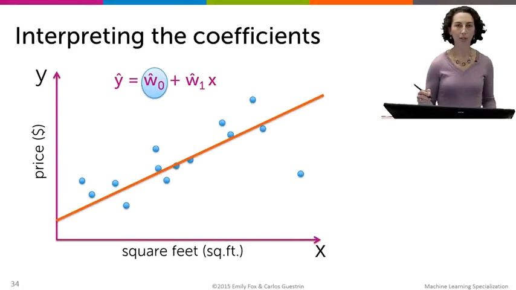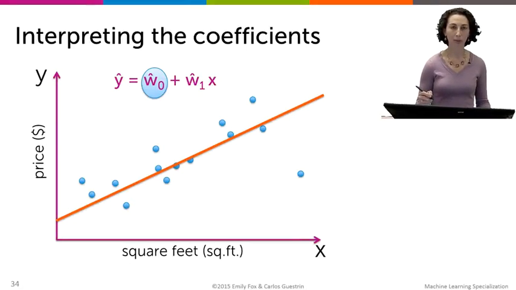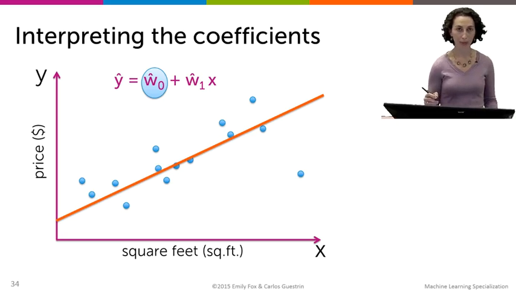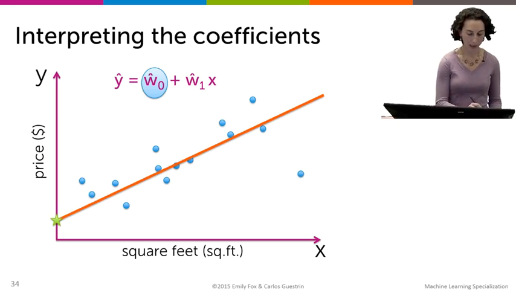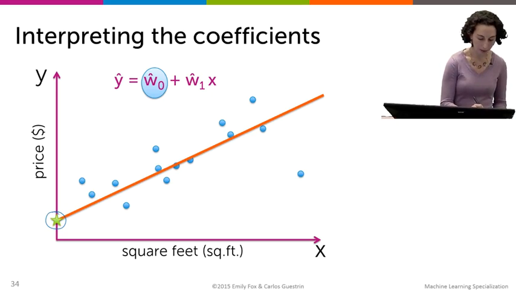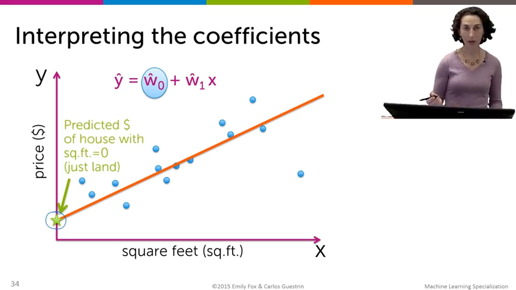Okay, so now let's talk about how we're going to interpret the coefficients of our fitted line. Let's start by talking about w hat 0, our estimated intercept. That's this point right here, this green star. And what does that represent? Well, it's the predicted value of a house with 0 square feet.